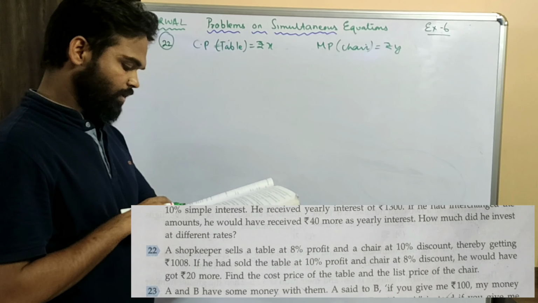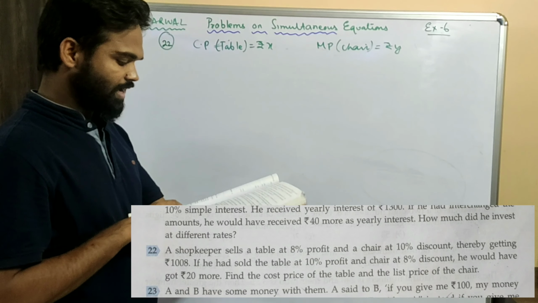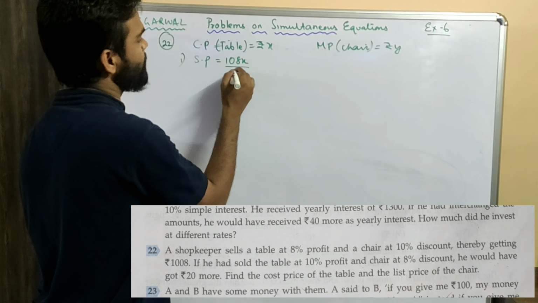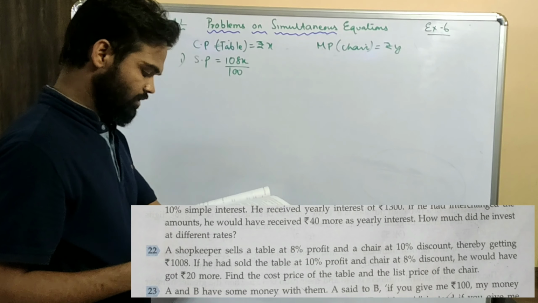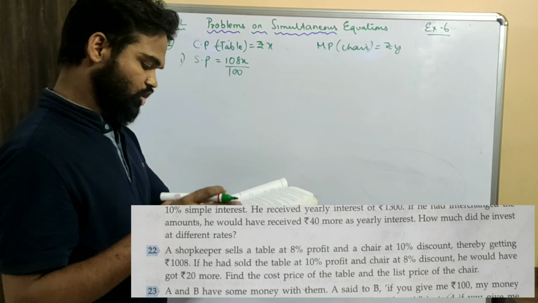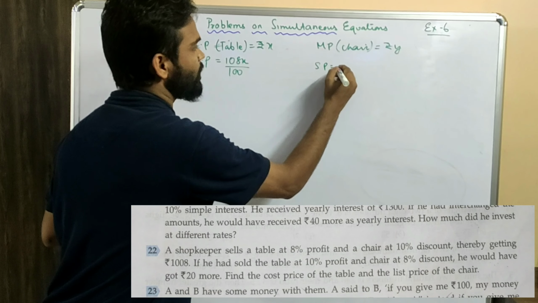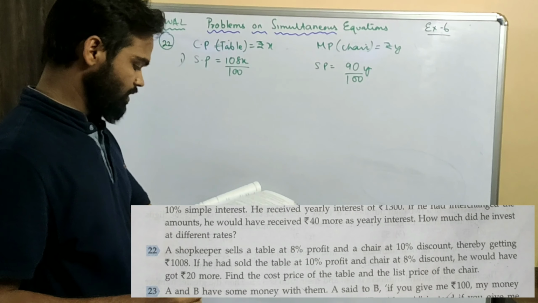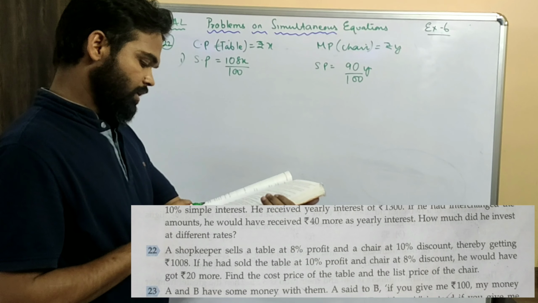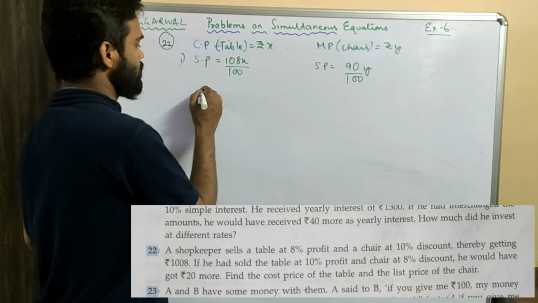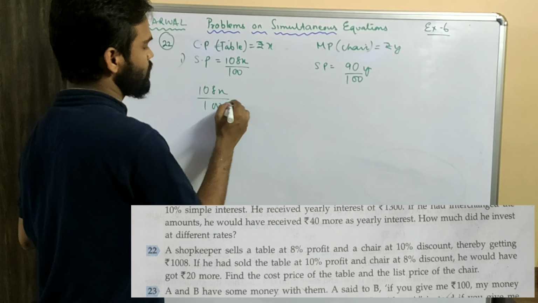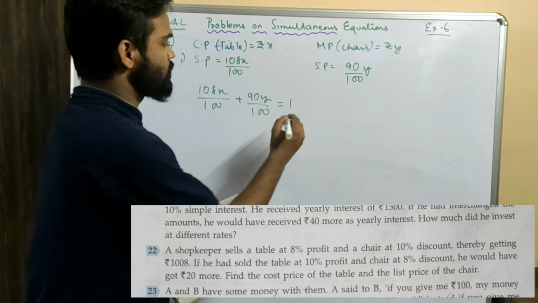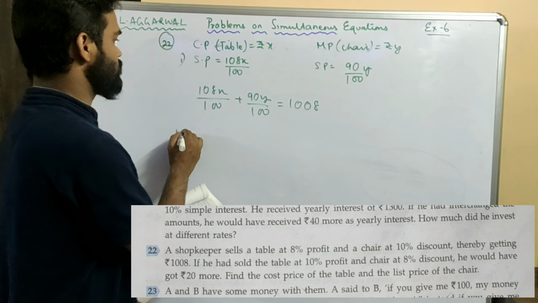A shopkeeper sells a table at 8% profit, so the selling price will be 108x by 100, and he sells the chair at a discount of 10%. So over here the selling price will be 90y by 100. This is SP. Thereby getting 1008, which means what he gets after selling these two is 1008. Done. The first equation.